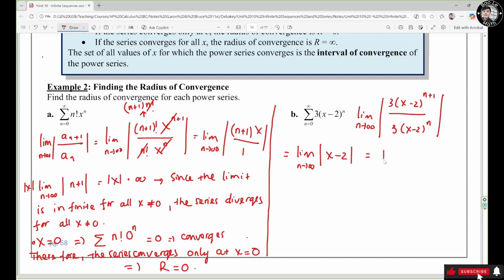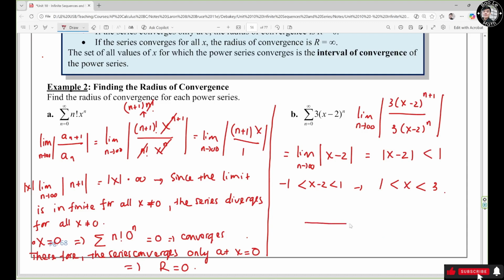So it could be absolute value of s minus 2, right? Now, in order for this one to be convergent, this one must be less than 1, right? So we have s minus 2 less than 1, greater than negative 1, right? Now, we're going to add 3 sides. So it could be 1 less than s less than 3, right?